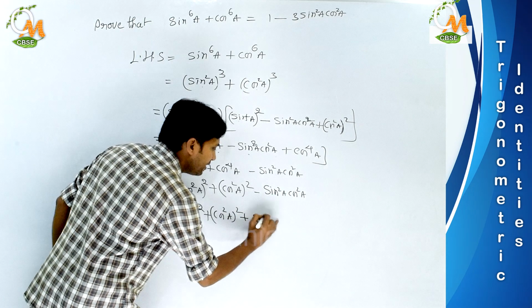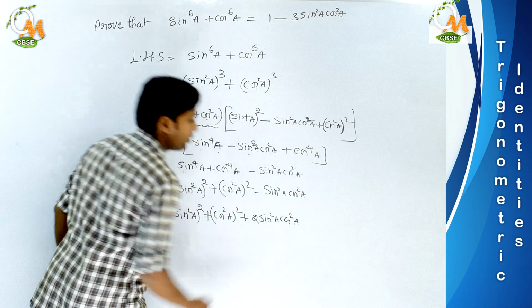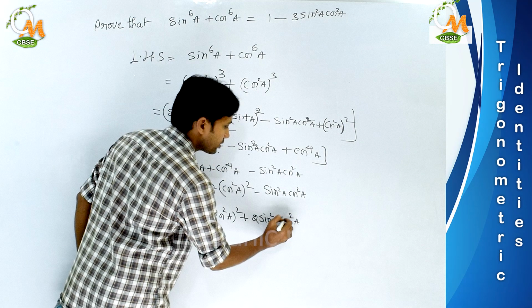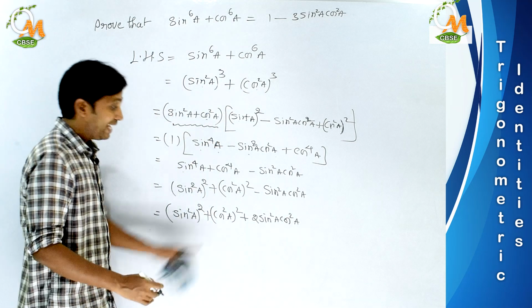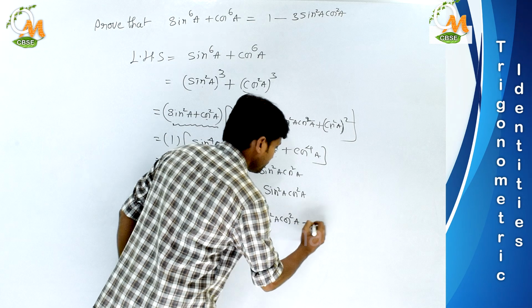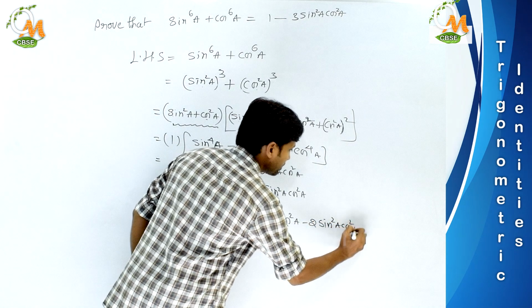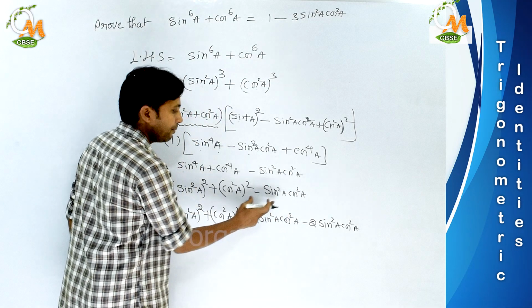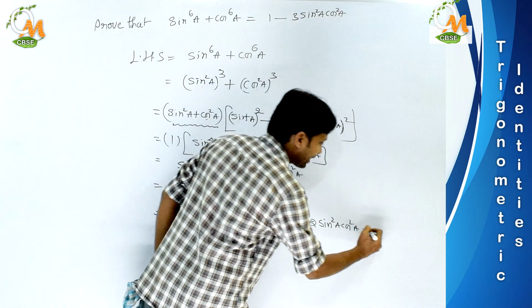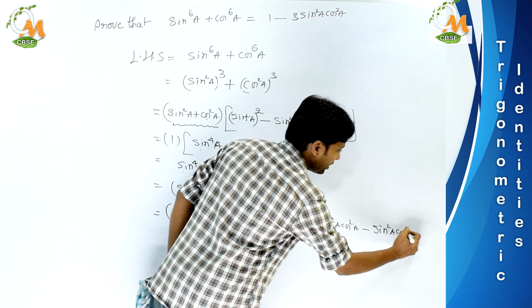Now for our convenience, to get the problem solved, I want to add and subtract 2 sin square A cos square A. Okay, I have added, so we need to subtract again, or not? Yes. Minus 2 sin square A cos square A. Here already minus sin square A cos square A is there. Write it as it is. Minus sin square A cos square A.